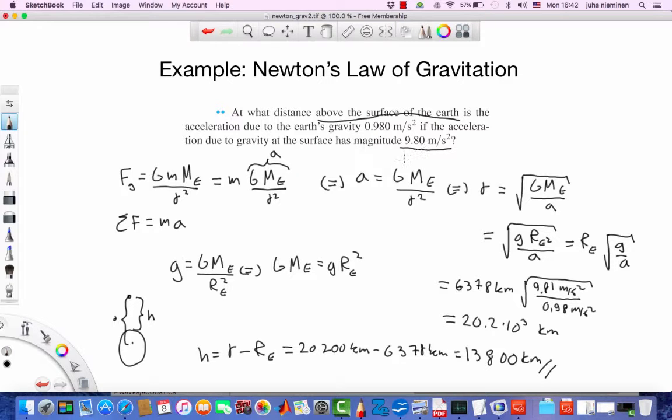So the altitude where, let's say, the International Space Station, for example, operates is about 400 kilometers altitude, and the acceleration of gravity is pretty close to the value on the surface.